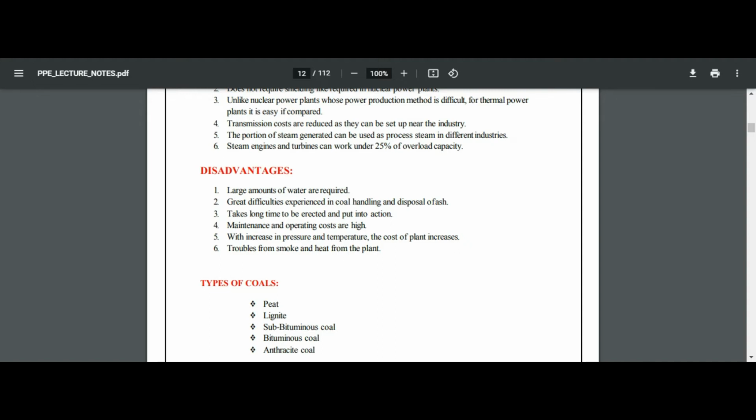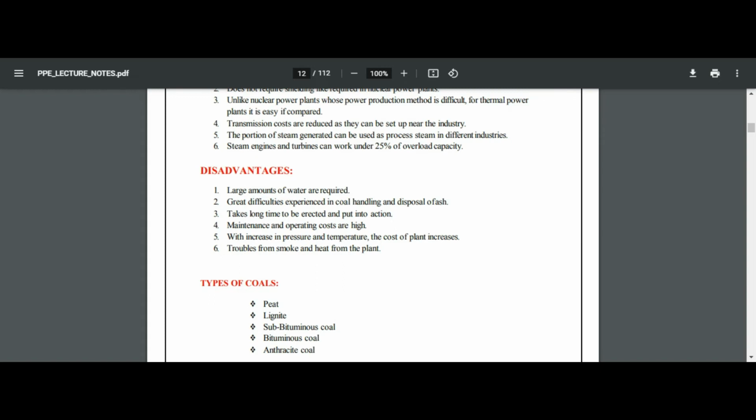Coal handling and ash disposal is a great process. It takes a long time to be erected and put into action. That is, the erection of a steam power plant takes a long time and large equipment compared to other power plants, like wind energy, etc.